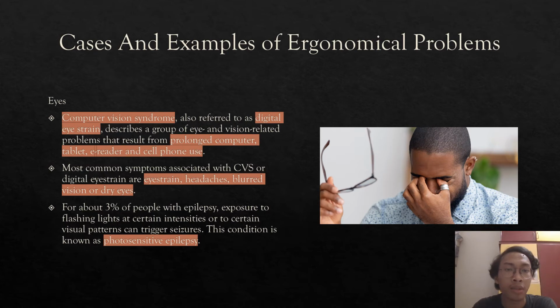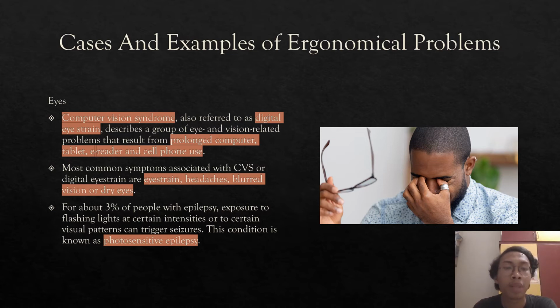Computer vision syndrome, also referred to as digital eye strain, describes a group of eye and vision-related problems that result from prolonged computer, tablet, e-reader, and cell phone use. The most common symptoms associated with CVS or digital eye strain are eye strain, headache, blurred vision, or dry eyes.